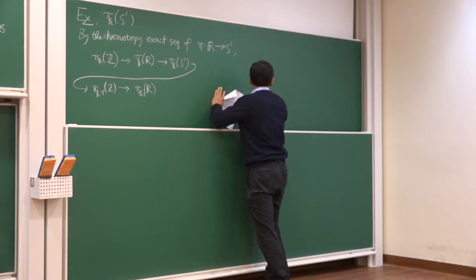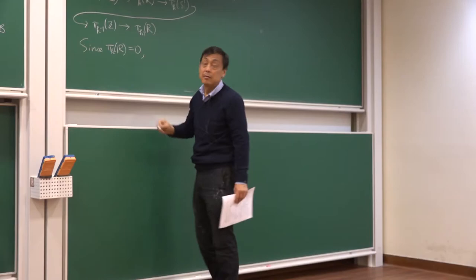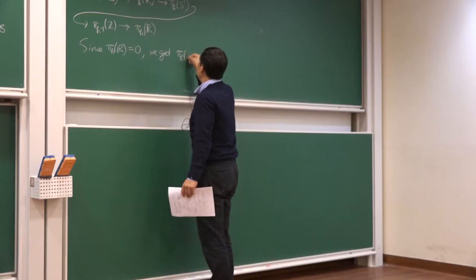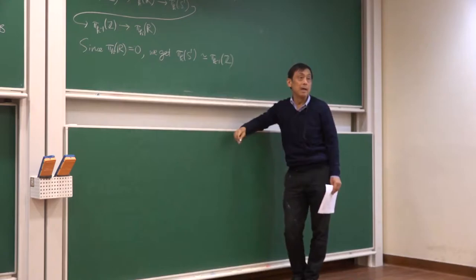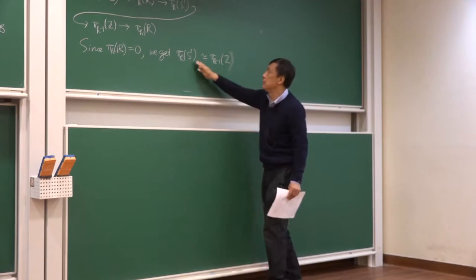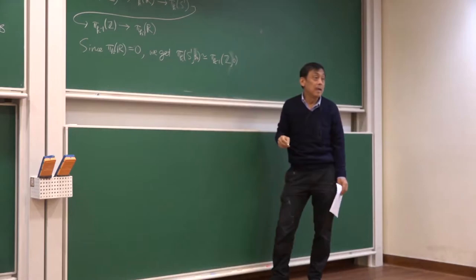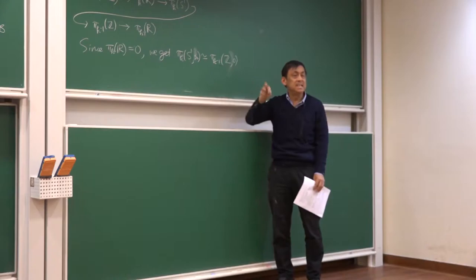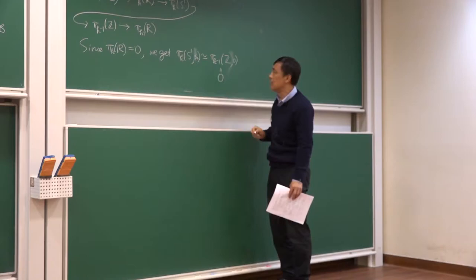So since pi k of R is 0, we get pi k of S1 is isomorphic to pi k minus 1 of Z. And here, you have to choose the base point. So this is S naught, and then some base point, choose it to be 0. But as I said, when you calculate homotopy groups, you only see the connected component of the base point. So this is going to be trivial. You only see a point here. This is 0. So this is for all k greater than or equal to 2.